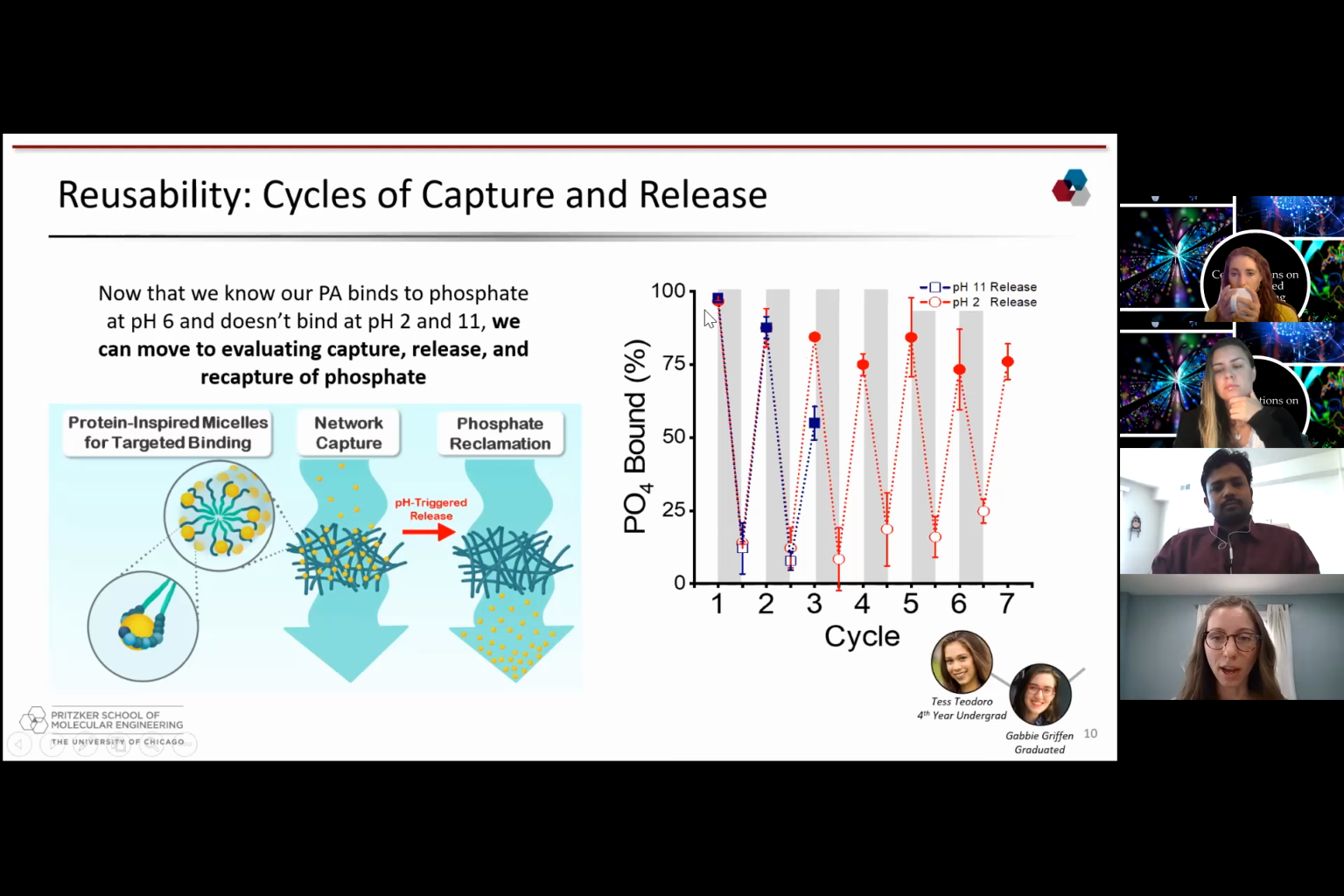So this plot here, we have percent phosphate bound again on the y-axis, and then the number of cycles that we sequentially adjust the pH from 6 to 11 to 6 to 11 to 6, or 6 to 2 to 6 to 2 to 6 to 2. And what you can notice here is that the pH 11 curve, which is the blue dotted one, after about 3 cycles is only able to bind around 50% of the phosphate, which we think is probably related to the clumping phenomenon that we saw. But for pH 2, we see that the binding does decrease over time, which shows that there's room for optimization here. But overall, we capture that this phenomenon of sequential capture and release is possible for our network.